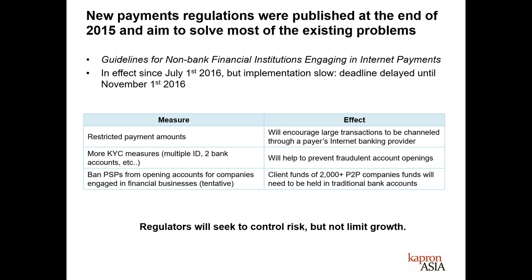Also, new Know Your Customer measures were introduced. Basically, if you want to make large transactions, or if you want to invest in online internet products from your wallet, you have to provide more identification methods than you had before. These include multiple IDs, mobile phones, and other things.